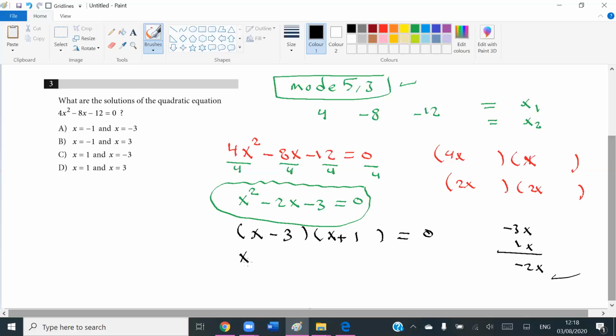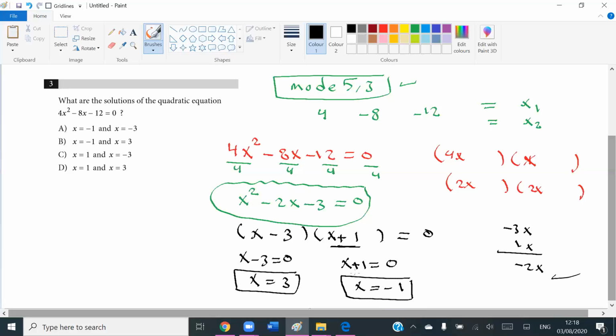The first bracket, x minus 3 equals 0, so your answer will be x equals 3. This is our first answer. Or the second bracket equals 0, x plus 1 equals 0, so x equals negative 1. So now we have two answers, x equals 3 or x equals negative 1. And you can see your answer in this question will be answer B.